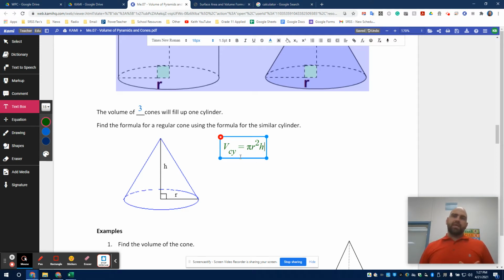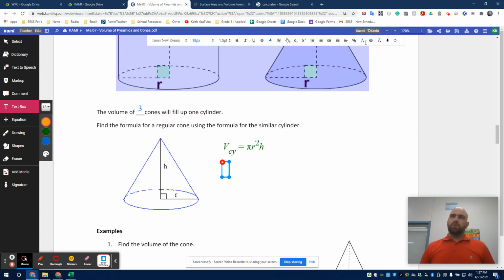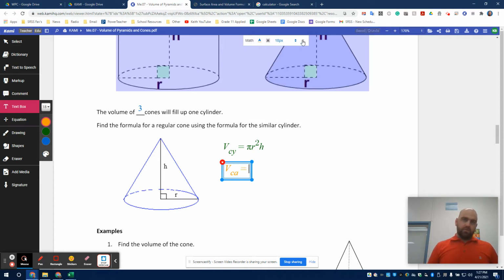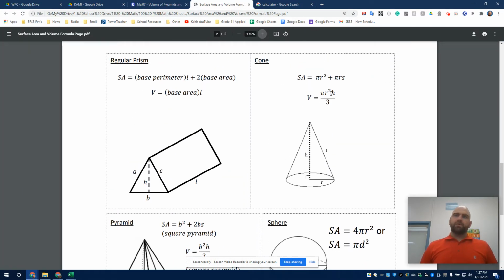So to find the volume of a cone, I'm doing a different color here. So the volume, and I'm going to do a subscript of CO for cone, is equal to pi r squared h divided by 3. And that should be CO, not CA. Okay, so volume of a cone is pi r squared h divided by 3. You're given that right here, volume of a cone, pi r squared times h divided by 3.